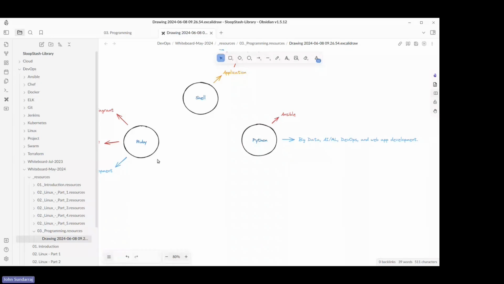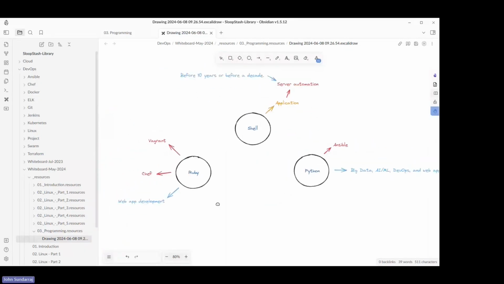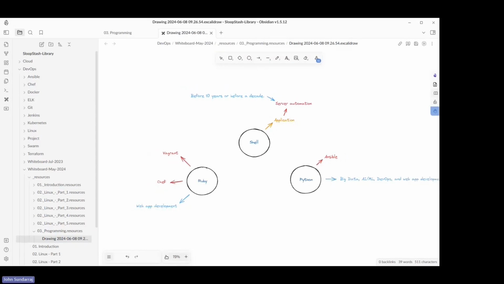So that is why these three programming languages matter. As a DevOps engineer, if you are willing to pioneer in your DevOps journey, if you can learn these three programming languages, I think you will be able to master so many things.